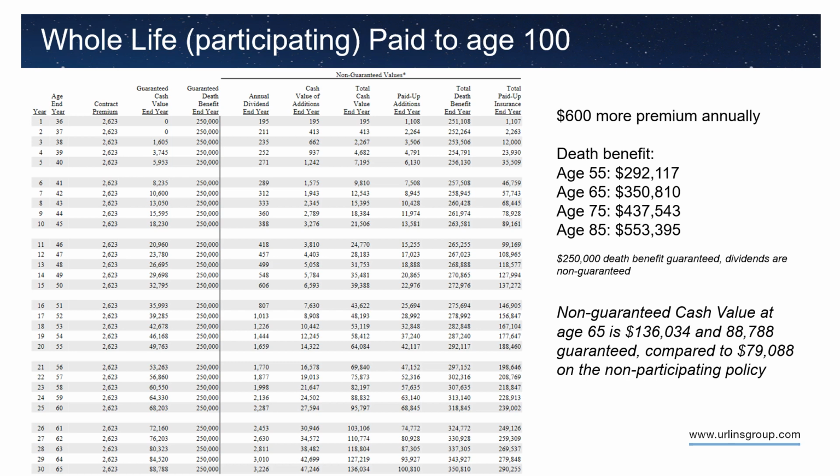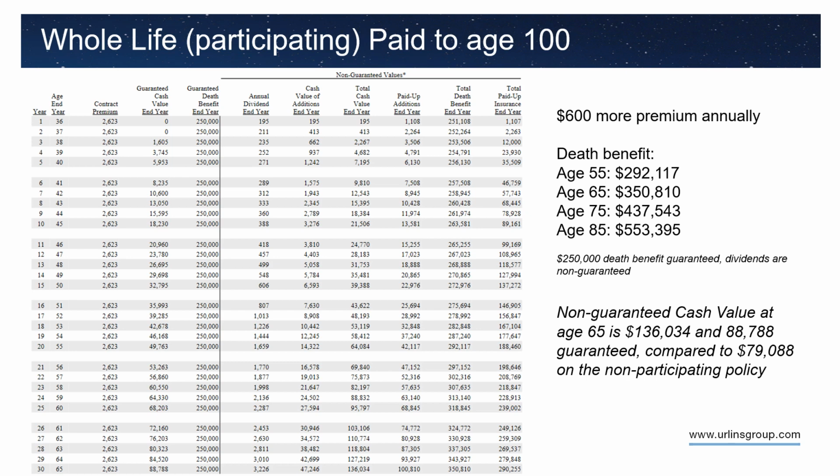Here's a snapshot of what a participating whole life looks like. Again, paying to age 100 on the same 35-year-old female. So this is roughly $600 more premium than a non-participating whole life for this client. But as you can see, it also has a guaranteed cash value every year, a guaranteed death benefit every year. But the non-guaranteed values are based on the dividend growth. And this is using the participating policy and using the paid-up additions, putting the dividends back into the policy.